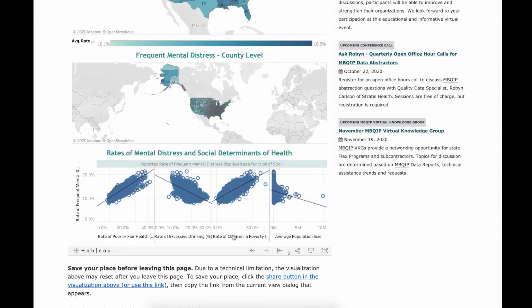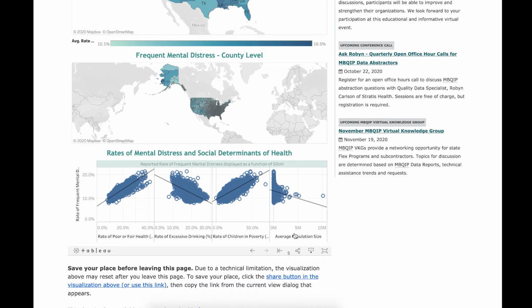The percentage of children under age 18 living in poverty. Poverty status is defined by family. Either everyone in the family is in poverty or no one in the family is in poverty. The total number of individuals residing in the county.